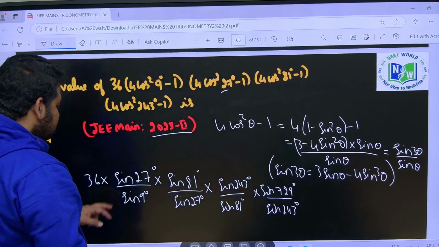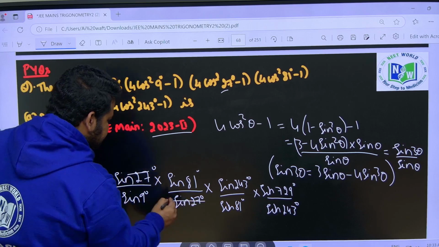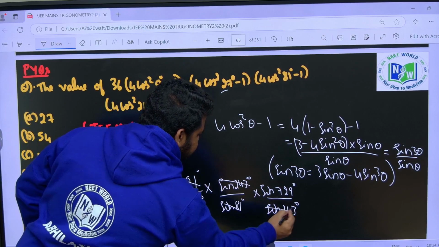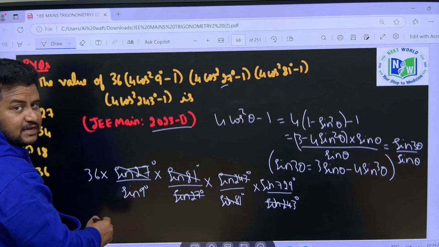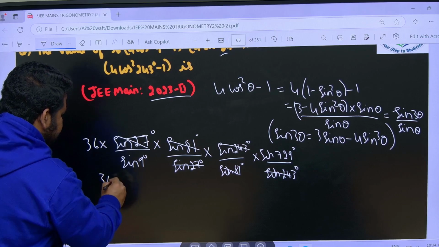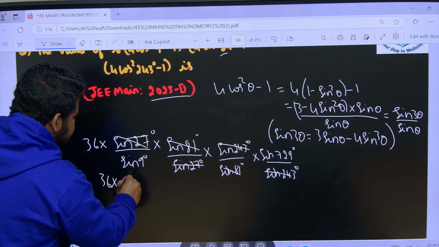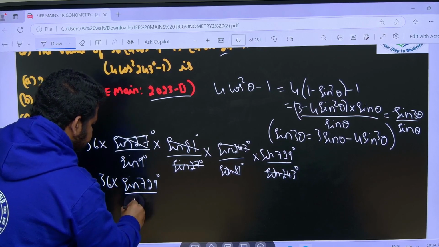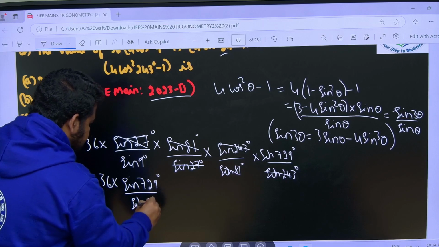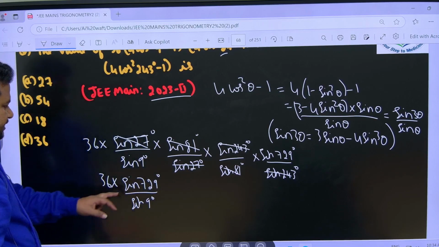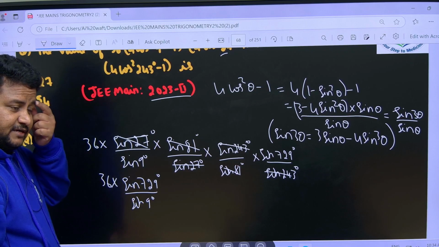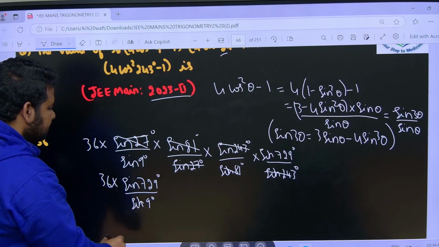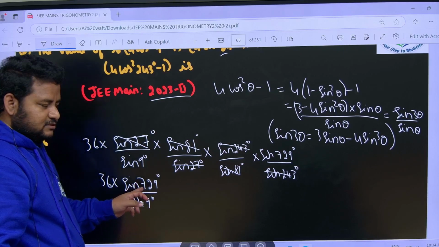Okay. So sin 27 I can cancel. Sin 81 I can cancel. Sin 243 I can cancel. Now what I am left with, friends? I am left with 36 into sin 729 degree divided by sin 9 degree. Correct? Sin 729 is what?